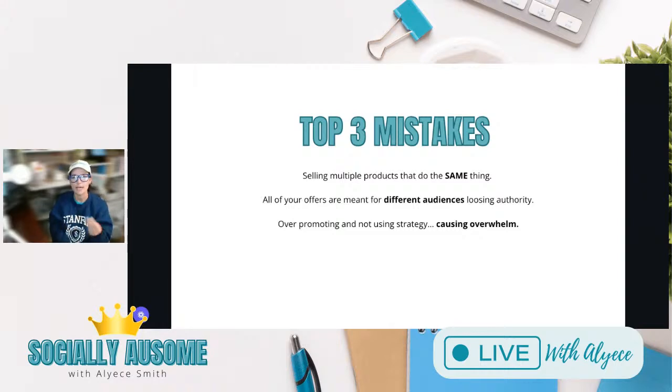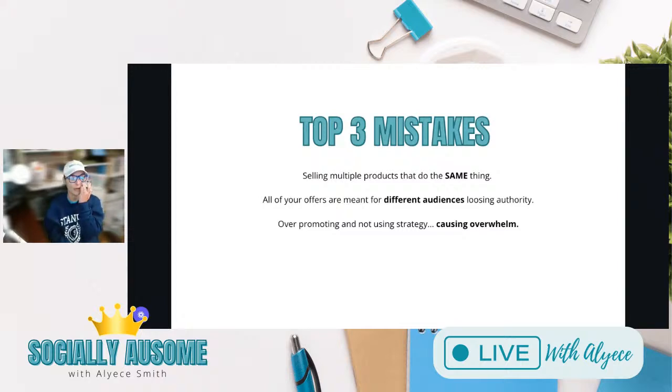And the third mistake, again, is over-promoting and not using a strategy. So if your Instagram stories have 5 different courses for sale in there today, you're doing it wrong. You're causing overwhelm. People don't know. You're promoting too many things at once. Okay. And this is why it's really important for you to have strategy and have a launch plan.